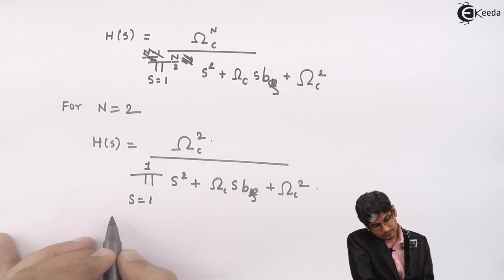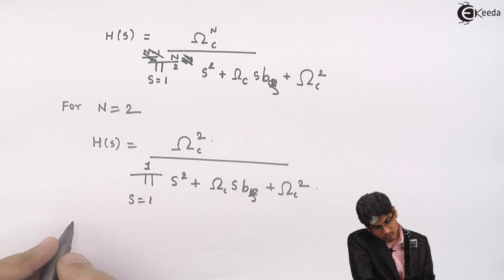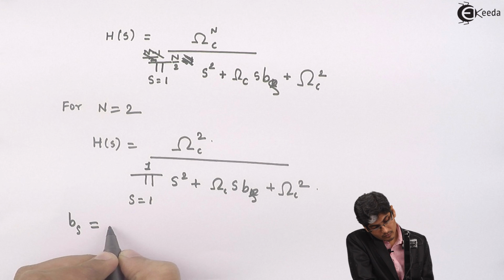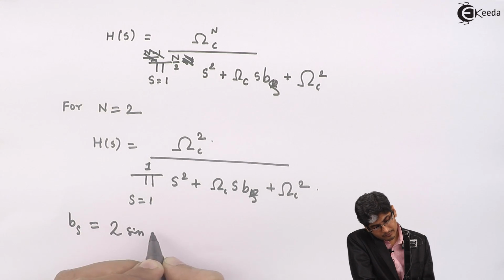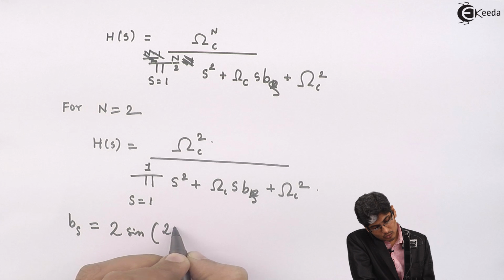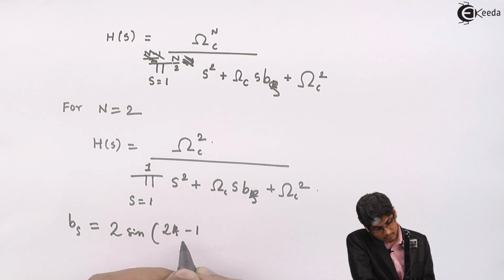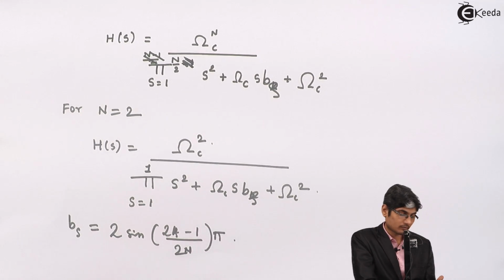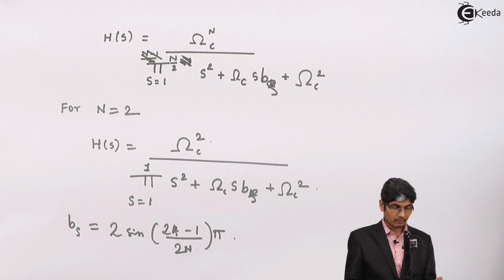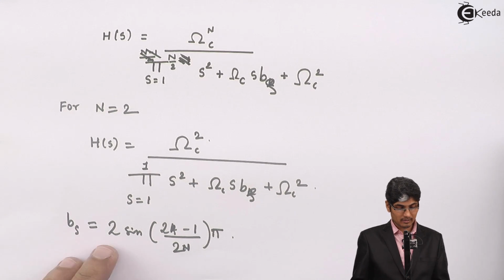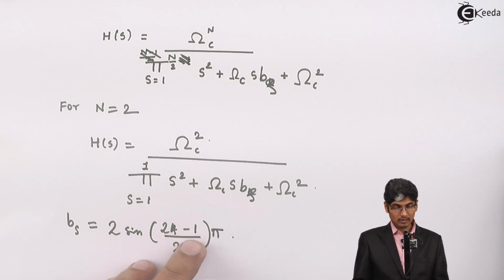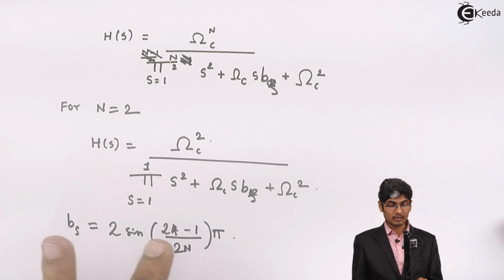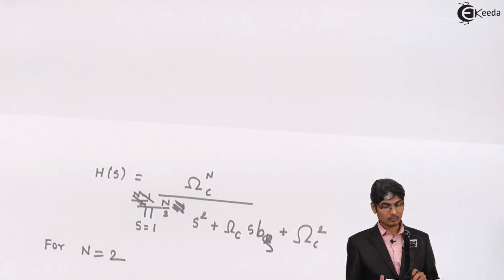Then now we can write b of s is equal to 2 times sine of (2s minus 1) by 2n into pi. This is the value of bs. So we have bs is equal to 2 sine (2s minus 1) upon 2n into pi. This is the value of bs. Now let us solve the problem.